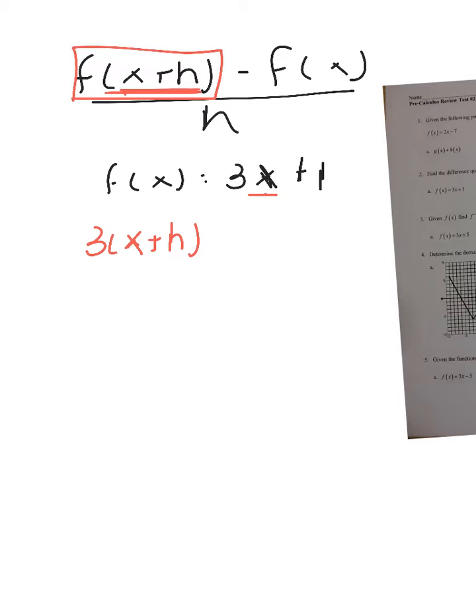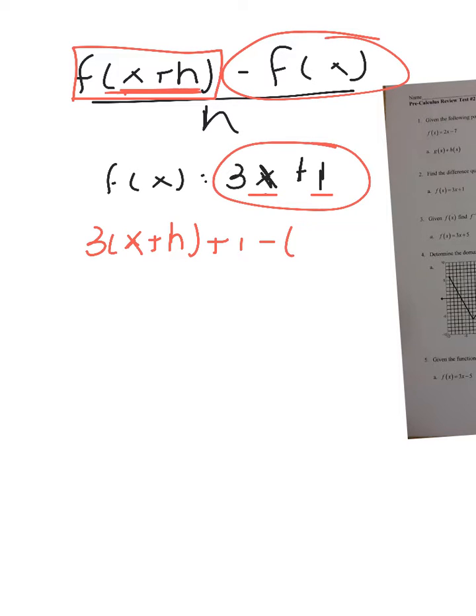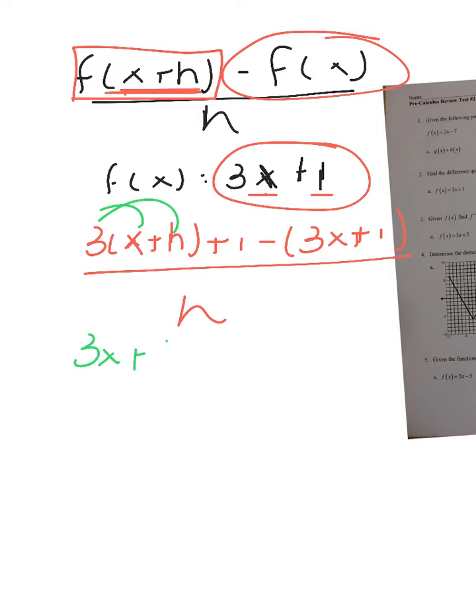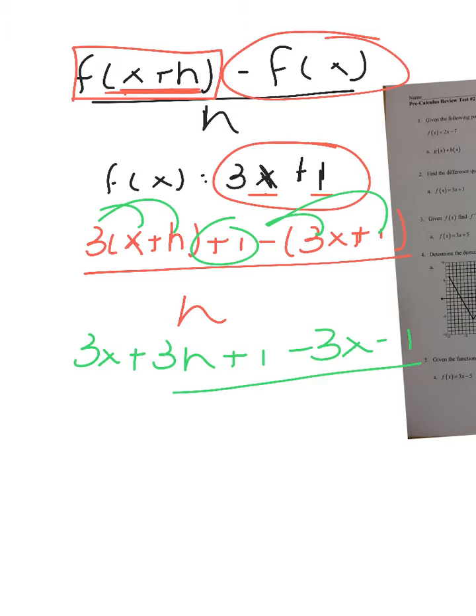And then I have my plus 1. Minus f of x, that's minus this. So use parentheses because it's a binomial, over h. All right, so now I'm going to distribute. Distribute the 3. I get 3x plus 3h plus 1. Distribute the negative, minus 3x minus 1, over h.